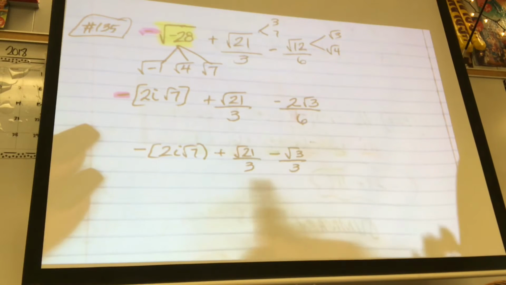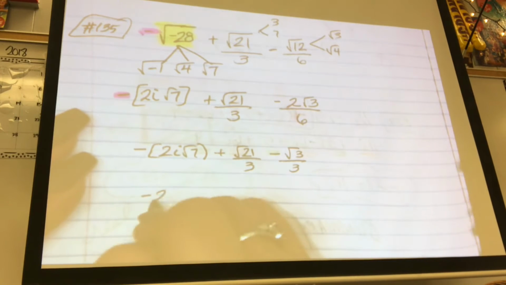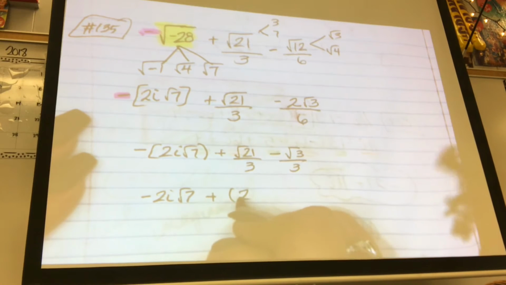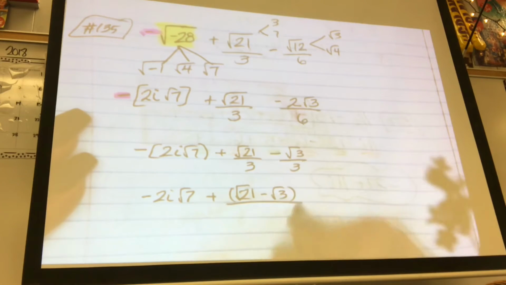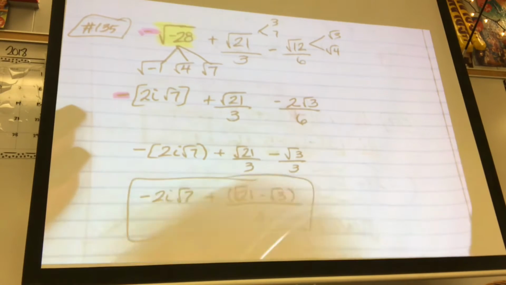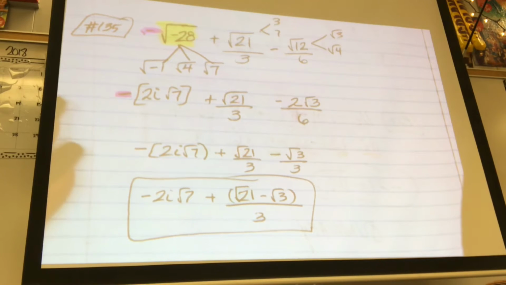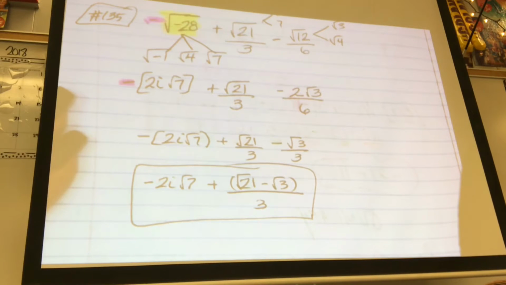So since it's a common denominator, we can put this over the same fraction. So it's negative 2i rad 7 plus rad 21 minus rad 3 over 3. Ew, that's ugly. I know. It's ugly, but it works. So either way could be the right answer. Yeah, this is just simplified.